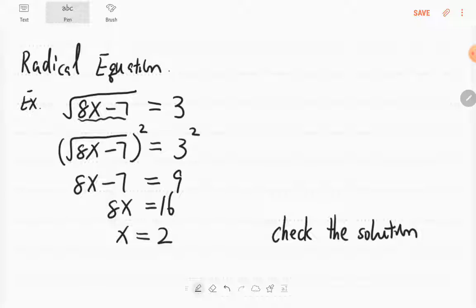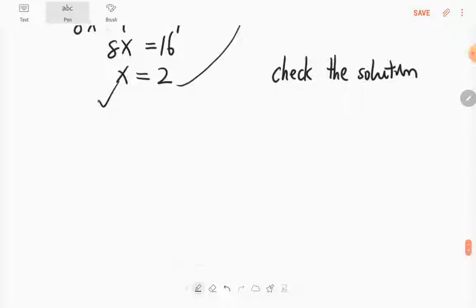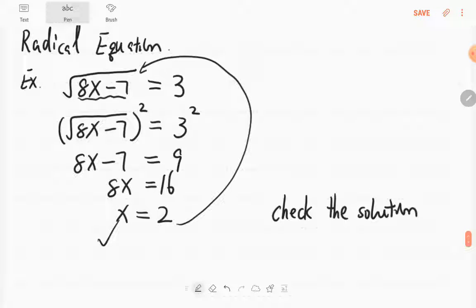How to check it? You just plug into the equation to see if this one will make some problem. Before, we plug in 2, so you see this is 16 minus 7, which is equal to 9, okay, which is positive, so that is good. So that is our solution. The reason we want to check the solution is if we raise some power, sometimes you will produce some extra solutions.